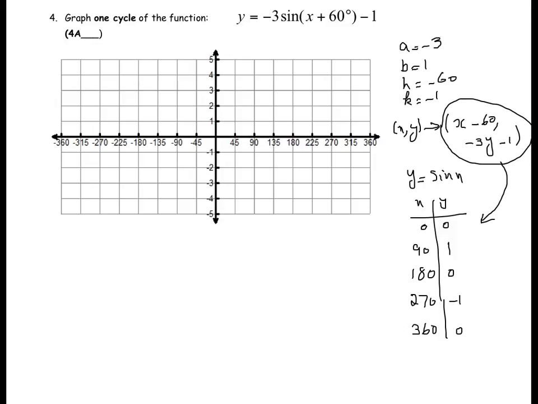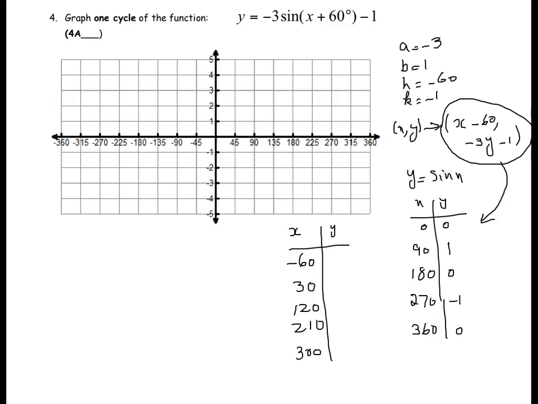Now I'm going to apply this mapping notation to this table of values, and this is what I'm going to get. For every x you subtract 60. So 0 minus 60 is minus 60, 90 minus 60 is 30, 180 minus 60 is 120, 270 minus 60 is going to give us 210, and 360 minus 60 is going to give us 300.